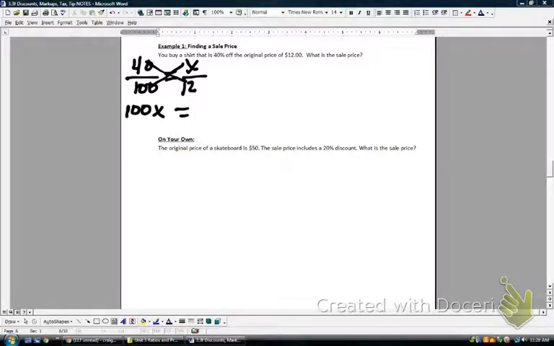Cross the equal sign and multiply, and I'm going to use a calculator to multiply 40 times 12, which is 480. Then I'm going to divide both sides by 100, and that comes out to be 4.80. This right here is my discount. So that is not what I'm going to pay at the register. That's how much off I'm going to get.